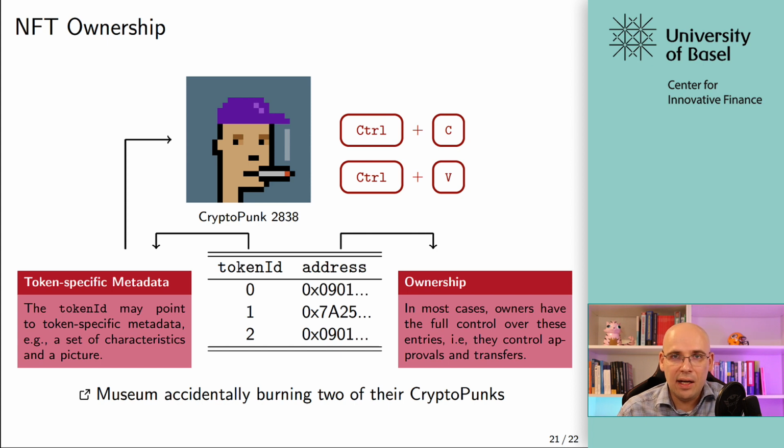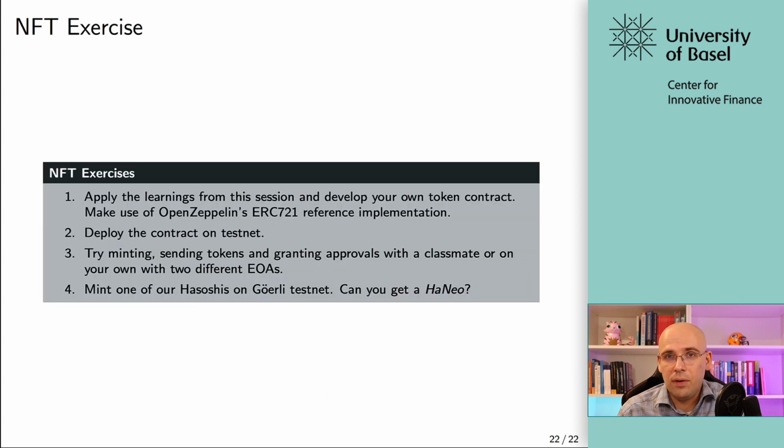And that's exactly, as always, why we're recommending to only interact with test nets, and why our examples are based on test networks. In this case, the Goerli test network. So the exercise we've prepared for you is that you can apply the learnings from this session and develop your own token contract, make use of the OpenZeppelin ERC721 reference implementation, then deploy the contract on Goerli testnet, try minting and sending these tokens and grant some approvals.